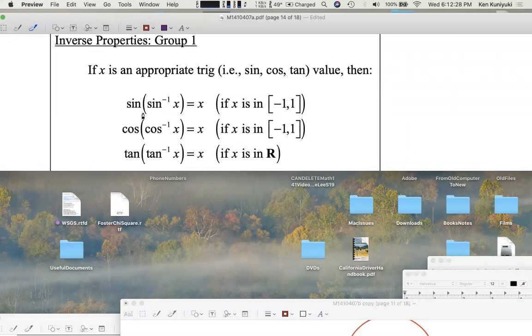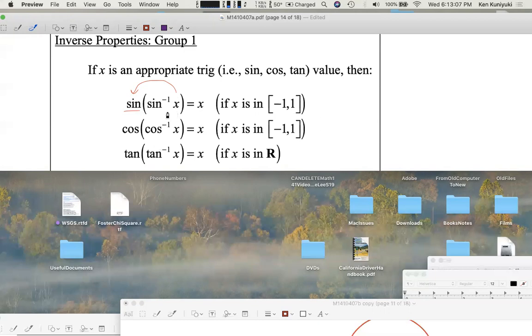When will sine of inverse sine of x equal x? When will cosine of inverse cosine of x equal x? And when will tangent of inverse tangent of x equal x? It's under these circumstances. And what's an easy way of saying this? Basically, x here, the argument in here, is asking the outer function, am I in your range? If the outer function says, yes, you're in my range, then the outer function will go ahead and spit that argument out.